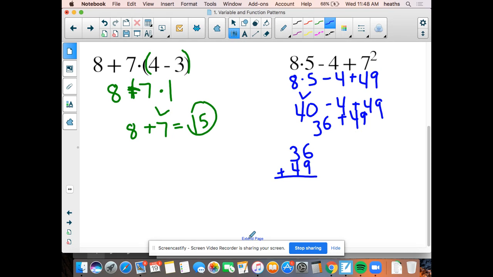6 plus 9 is 15. I'm going to put my 5 down here, carry my 1. 3 plus 4 is 7, plus 1 would be 8. So our answer is 85.